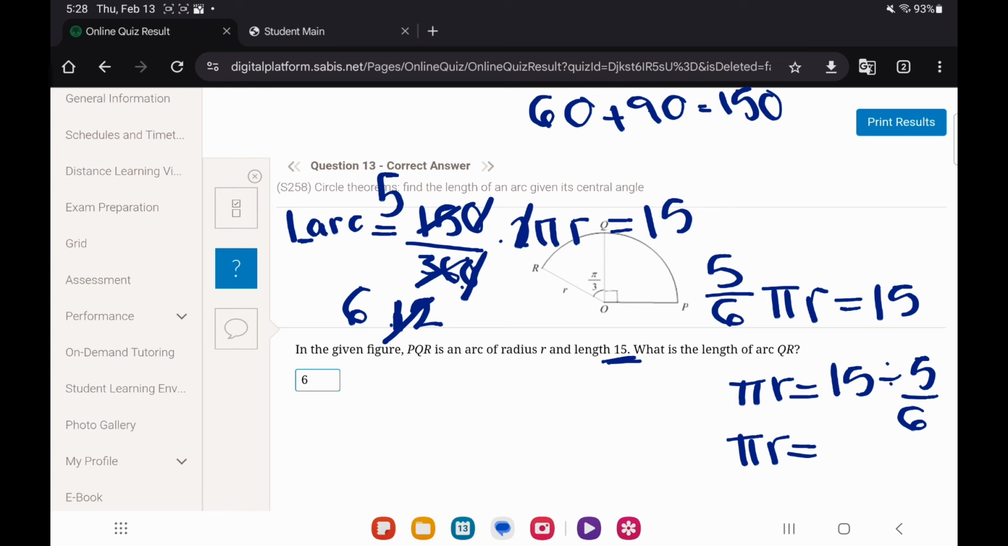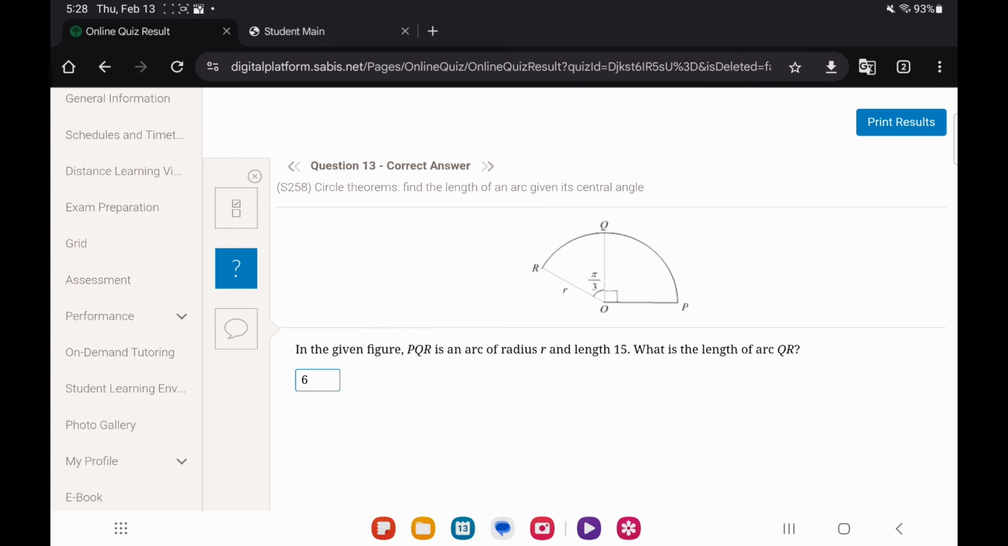This is 18, and then r equals 5.7. So the radius is 6, okay? So our radius equals 6. Now we use literally the same exact rule just to find our Q.